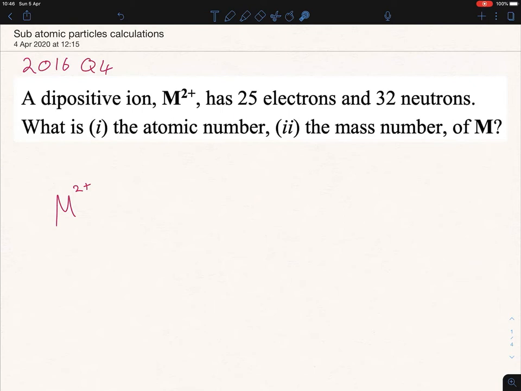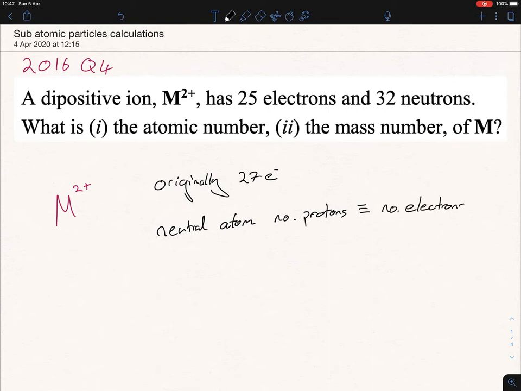So originally it would have had 27 electrons. So therefore, if it had 27 electrons, that would have made it neutral. We already said that for a neutral atom, the number of protons is equivalent to the number of electrons.